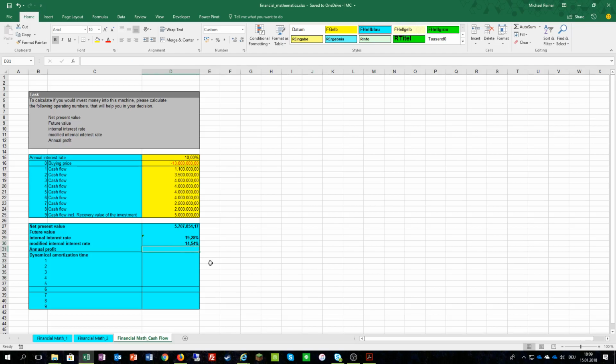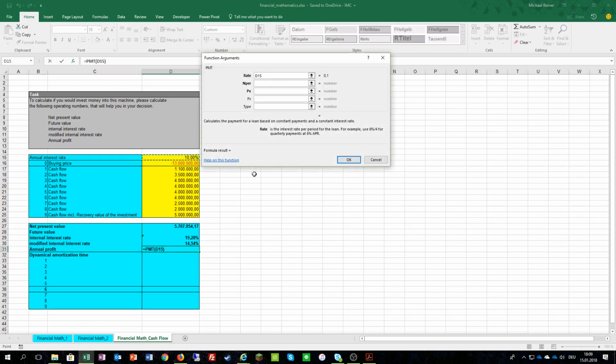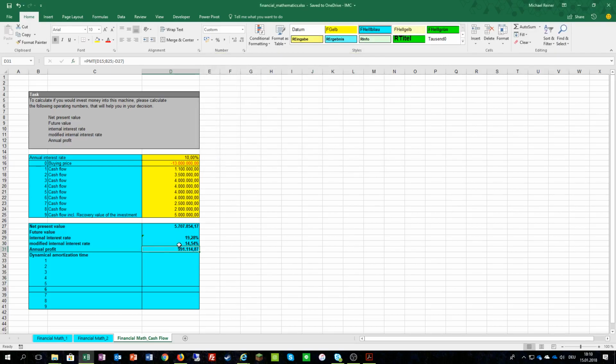The annual profit is something we can calculate, which is basically the payment per period. Here we tell it, well, it's quite easy. We use those 10%. We are calculating for 9 periods. We have a present value of 5.7, but we need to make sure that, if we give it away, the future value will be 0. And if we do so, you see that we can extract 900,000 euro from every cash flow and at the very end get a net present value of 0.